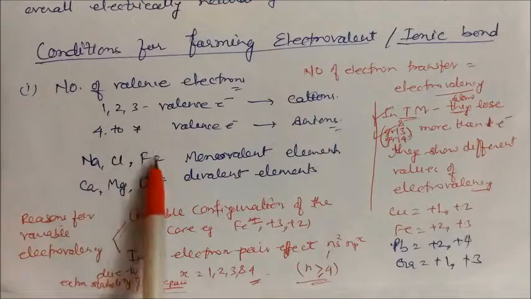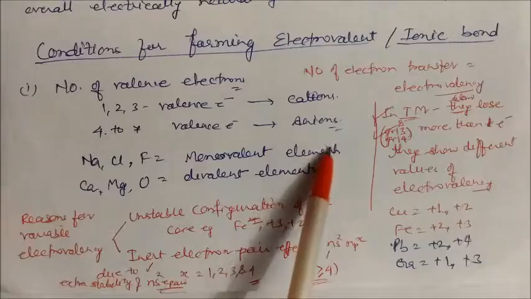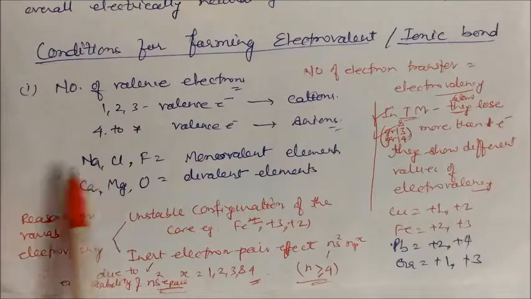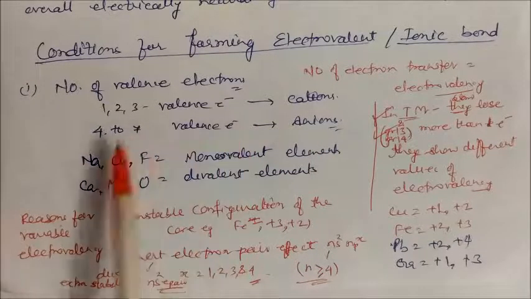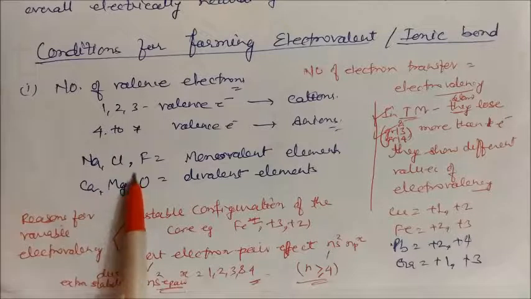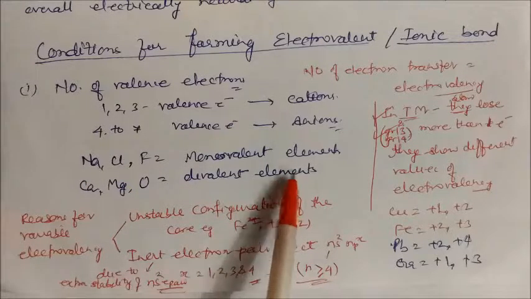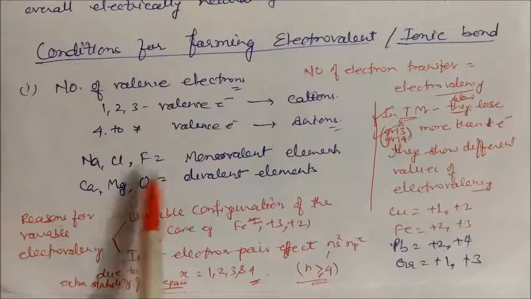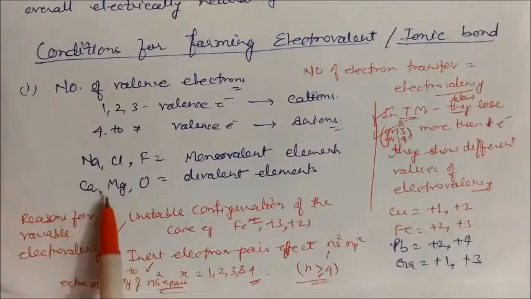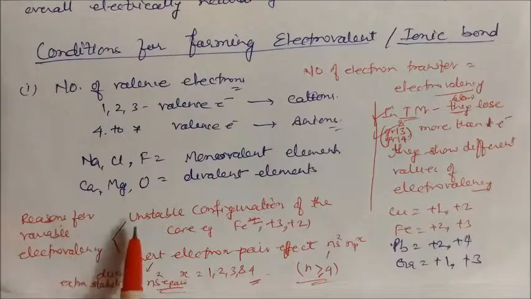Sodium, chlorine and fluorine are the monovalent elements. So chlorine and fluorine will form an anion, while sodium will form a monovalent cation. Similarly, calcium and oxygen are the divalent elements. So oxygen will form a dianion and calcium will form a dication.